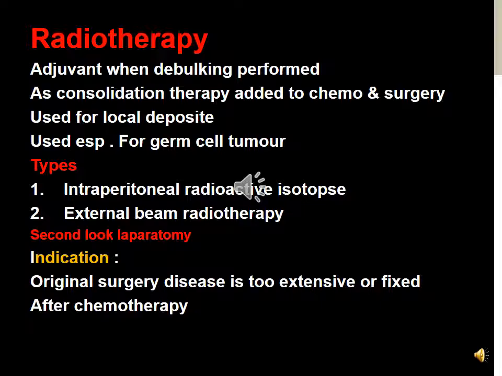In patients with ovarian cancer, we have what we call a second look laparotomy. All the patients with ovarian cancer operated on have to be re-operated on after 12 months. The indication for second look laparotomy is either that in the first surgery there was too extensive adhesion and fixity, so we did only debulking and we want to remove the residual tumors, or we give the patient chemotherapy and we assess the response to the chemotherapy. So that's why we do a second look laparotomy.